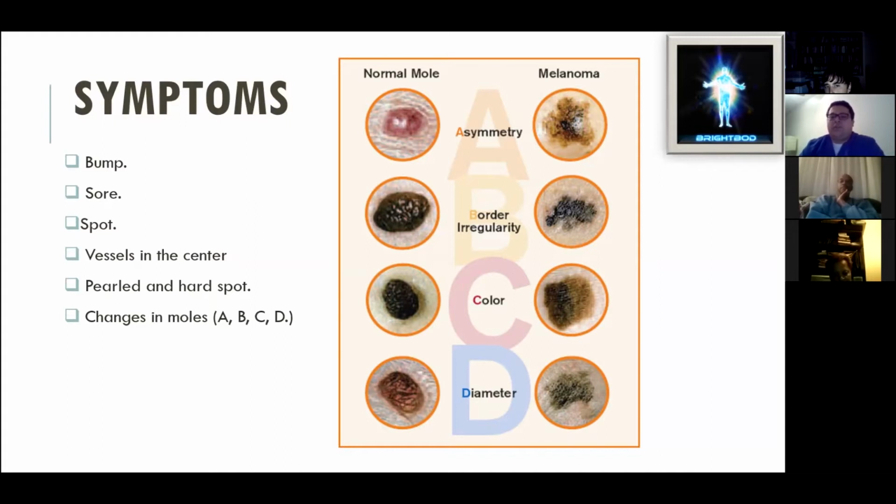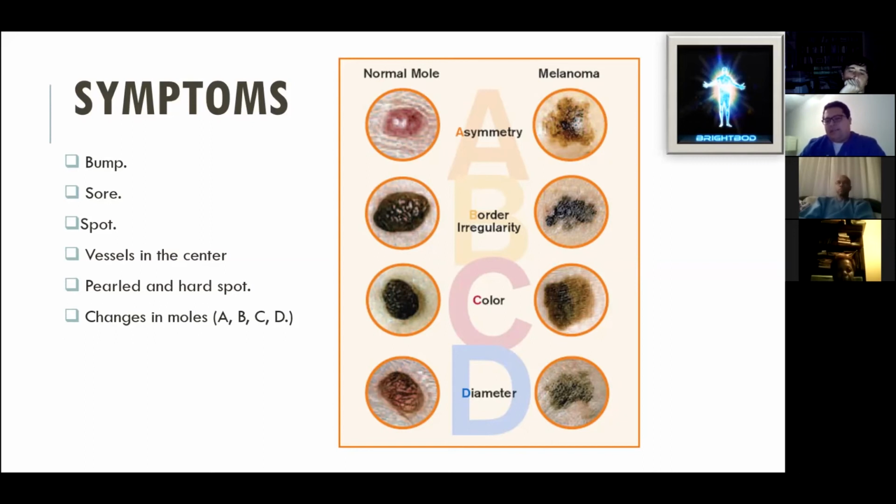C stands for color. Again, the one on your left looks very dark, but the color is very similar no matter where you look at it. But on the right, you can see it changes colors. It's darker on the left side, and it has certain darker spots or points. So that's also something you should watch for. And the diameter, which is the D. Anything bigger, I would start paying attention to, everything more than 0.5 centimeters.